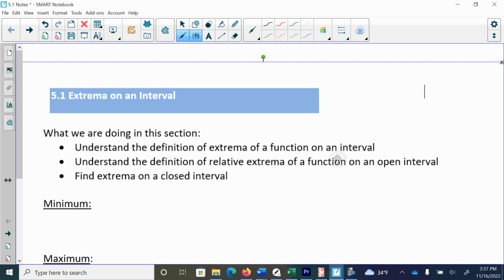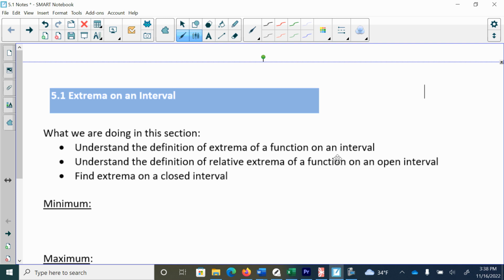Hello, this is Mrs. Ward, and I am going to go over the notes for section 5.1, extrema on an interval. What we are going to do in this section is understand the definition of extrema of a function on an interval, understand the definition of a relative extrema of a function on an open interval, and find extrema on a closed interval.